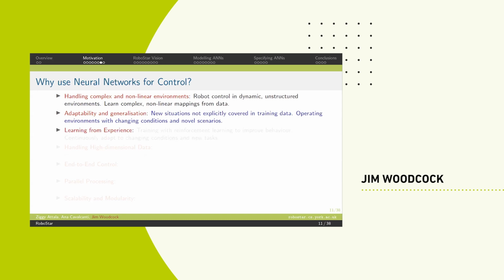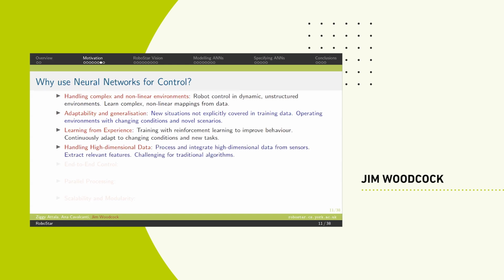The ANN is very good, of course, at learning from experience. So continuous training with reinforcement learning to improve behavior, continuously adapt to changing conditions and new tasks. And handling high-dimensional data, process and integrate high-dimensional data from sensors, extract relevant features with different hidden layers. And this is challenging for traditional algorithms, and it's something that's very natural for an ANN.